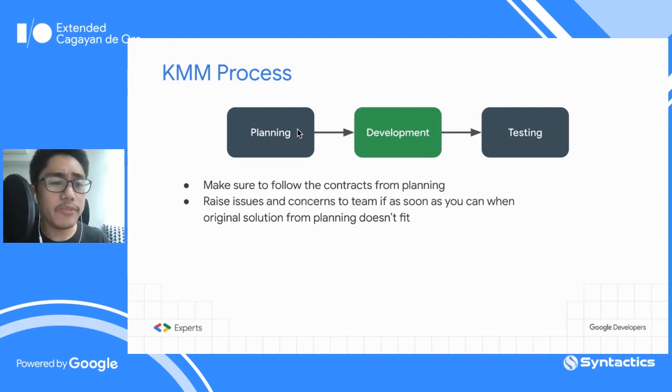So okay, now you plan, you're making it. Once you're developing, you have to make sure that you follow the contracts that you have from planning. Like I said, your change is going to affect both teams, right? So you can't just deviate from what you have planned, because both teams have expectations, and one small change can change everything for the other team. So you have to be sure that you follow the contracts from planning.